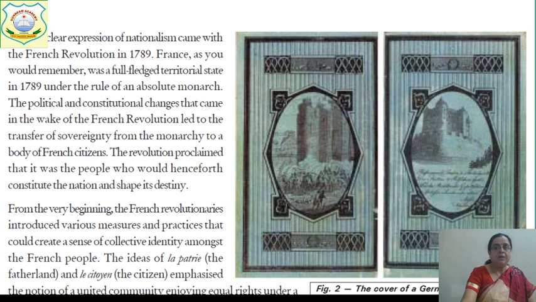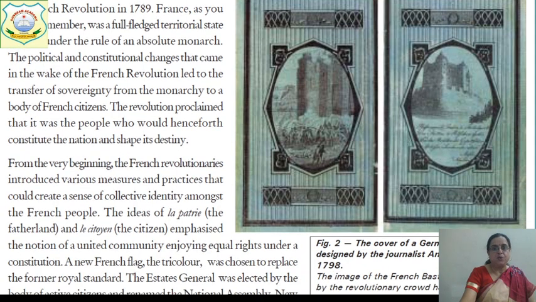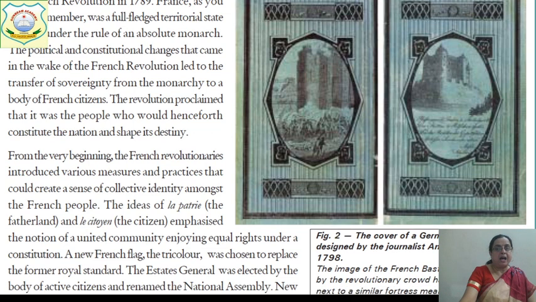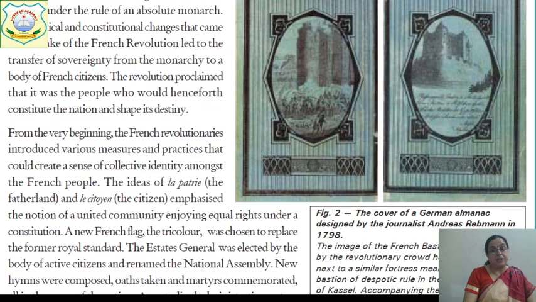Then the French revolutionaries introduced various measures and practices that could create a sense of collective identity among the French people. So first was the idea of la patrie. Now the question can come like this also: what do you mean by the word la patrie? The fatherland, children. And le citoyen, the citizen. So this was the first measure taken by the French revolutionaries to create a sense of collective identity among the French people, that is, the ideas of fatherland and citizen.